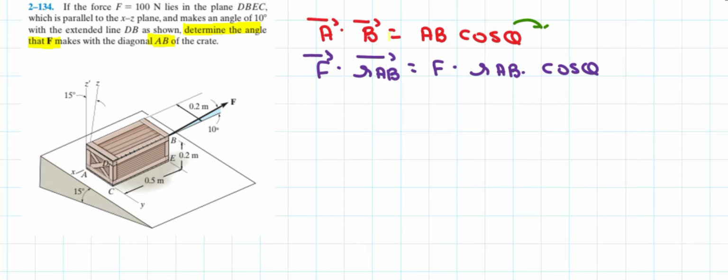We know the value of F, that is 100 Newton according to the question, and we know the position vector RAB. This is basically the position vector, and with the help of the diagram we can easily find it. But we don't know the Cartesian or vectorial form of the force F, which we are going to find out.